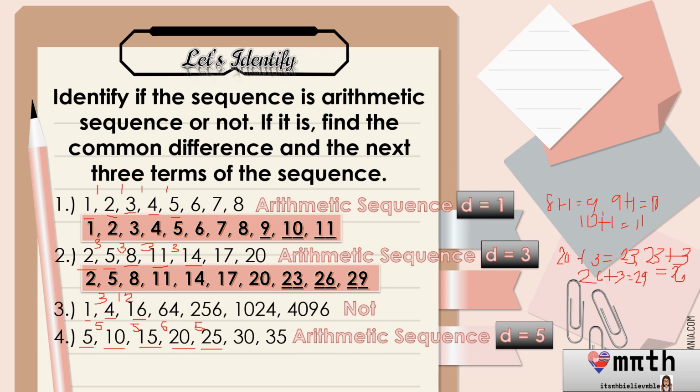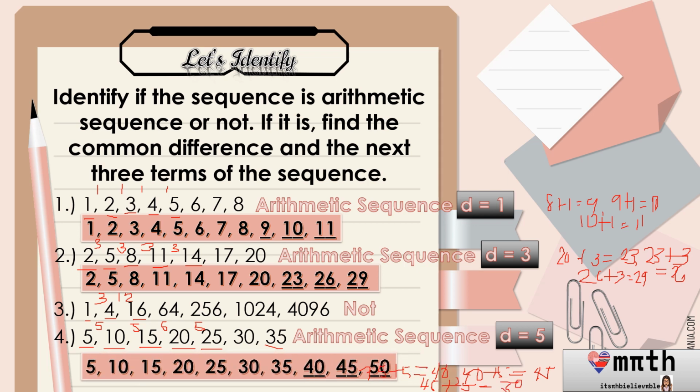And the next 3 terms for this sequence start from 35, since we ended up with 35. So, 35 plus 5, that is 40. Then, 40 plus 5, that is 45. Then, 45 plus 5, that is 50. So, the next 3 terms of this sequence are 40, 45, and 50. Okay?